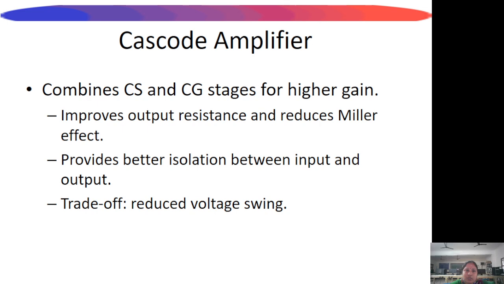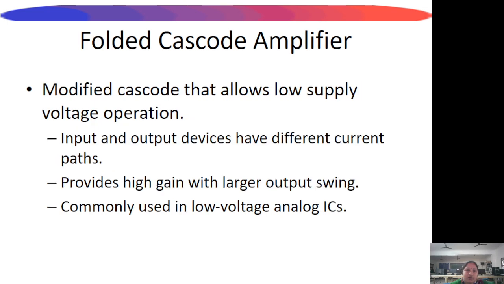Next we see about the folded cascode amplifier. The folded cascode amplifier is a modified version of the cascode. It also operates at low supply voltages. Input and output devices use different current paths. This improves voltage swing compared to regular cascode. High gain is maintained while reducing power constraints.